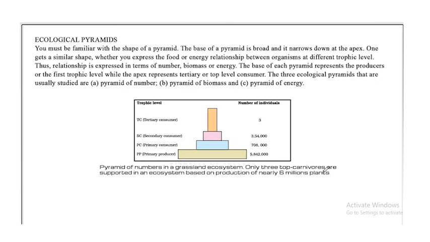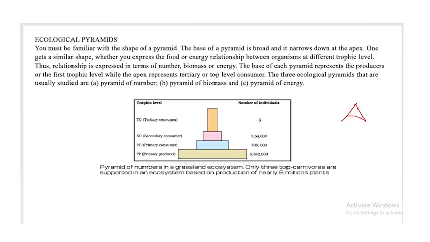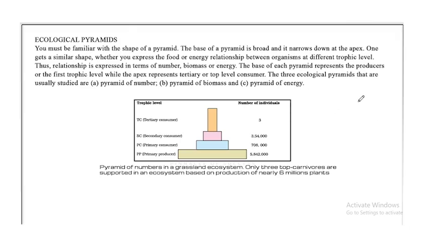Today we will be discussing part 2 of chapter 14 Ecology. We will be starting with ecological pyramids. You must be familiar with the shape of a pyramid. It is broad near the base and it narrows at the top. So this is the shape of a pyramid. It's broad near the base and it narrows near the apex.